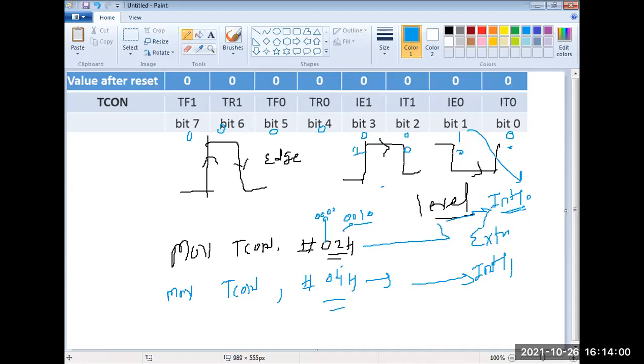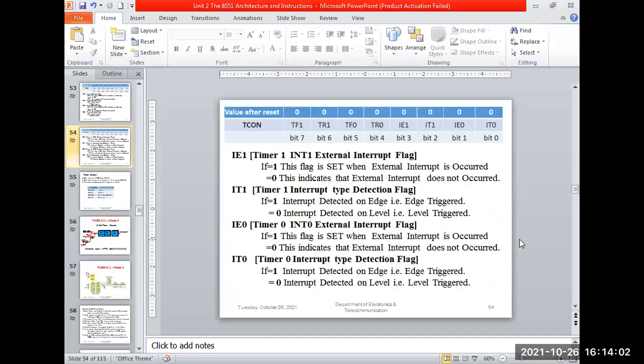Okay, clear now? Yes. Then write down these lower 4 bits, what each one is and what happens if it is set. And then we'll go for the higher 4 bits and then we'll stop it here.